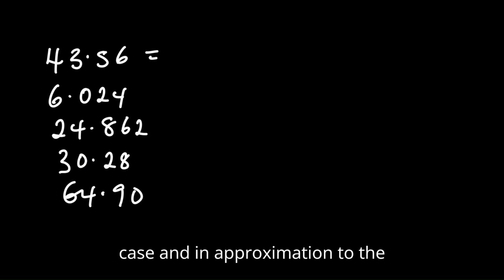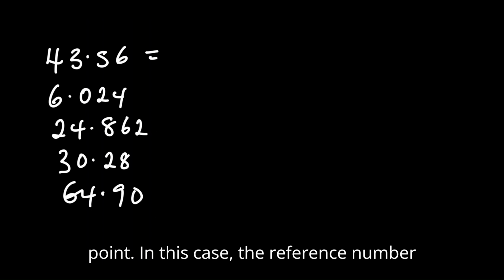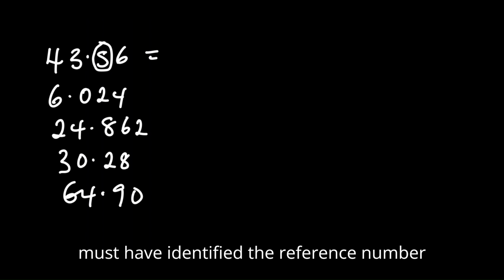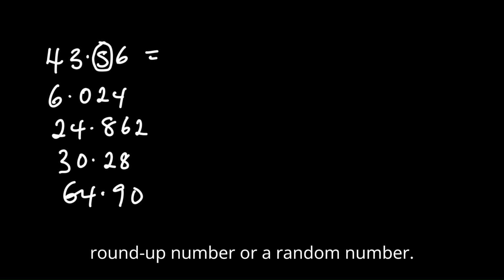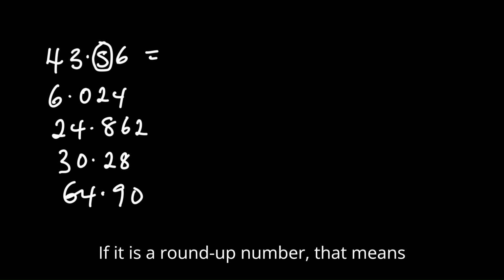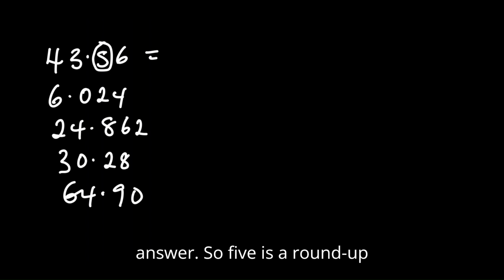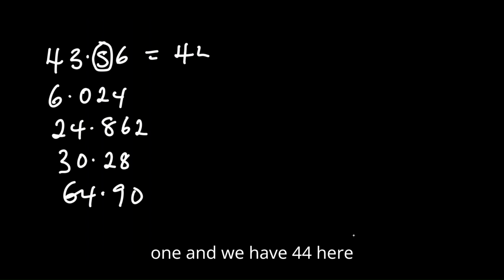Now in this case, and in approximation to the nearest whole number, the reference number is always the number that is after the decimal point. In this case, the reference number is 5 here. The next thing after you must have identified the reference number is to check if that reference number is a round up number or a round down number. If it is a round up number, that means the preceding number, which is 3 here, would be increased by 1, and that is our answer. So 5 is a round up number, therefore 3 will be increased by 1, and we have 44 here.